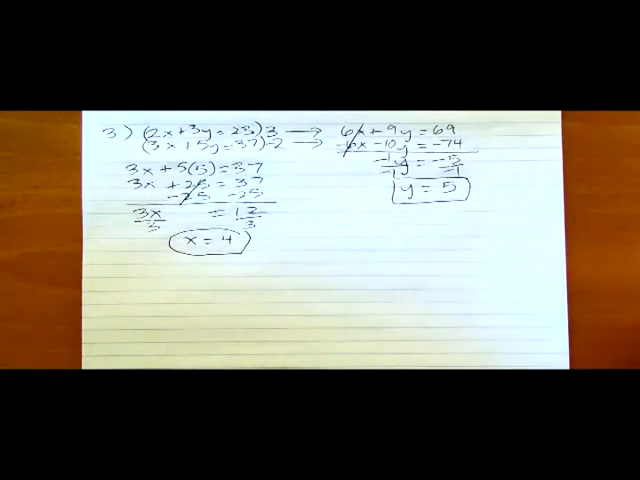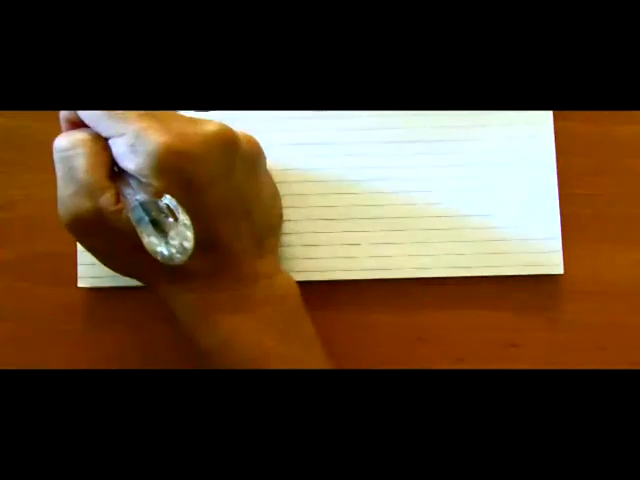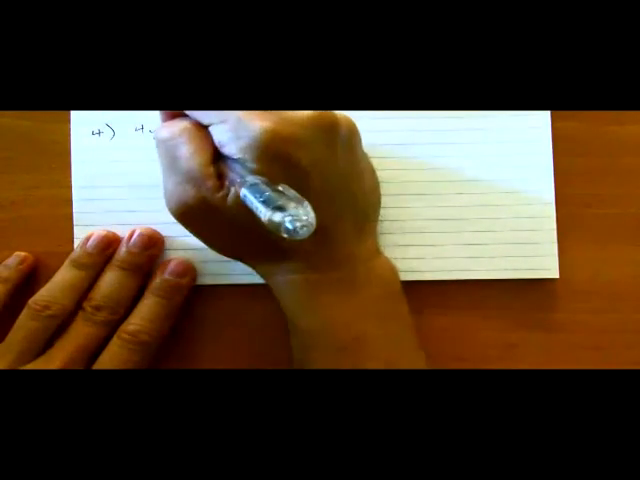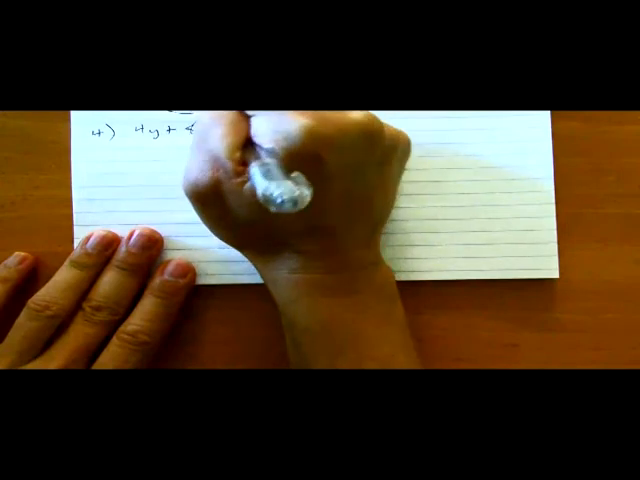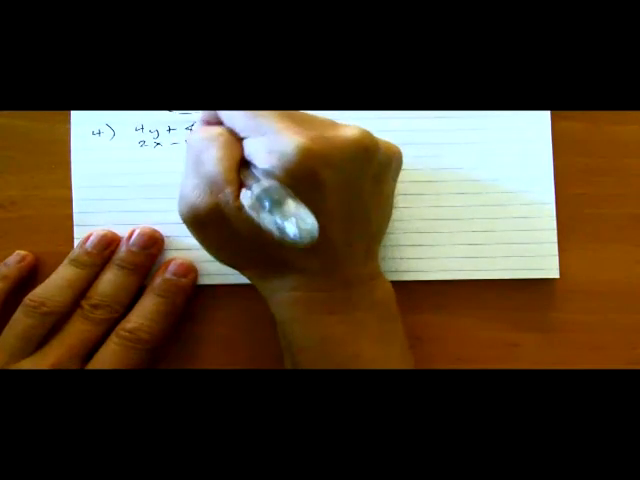Yeah? Okay, one more problem. Number 4. Number 4 says 4y plus 8 equals 5x. The second equation, 2x minus y equals 5.